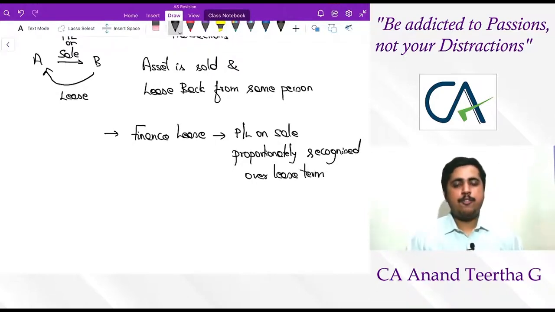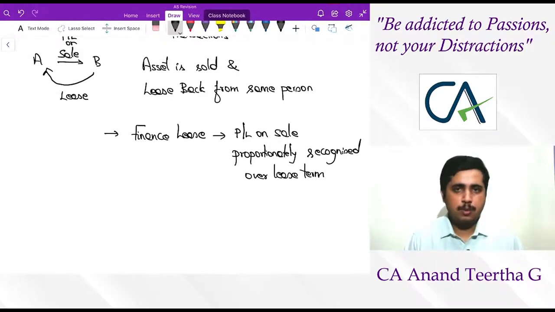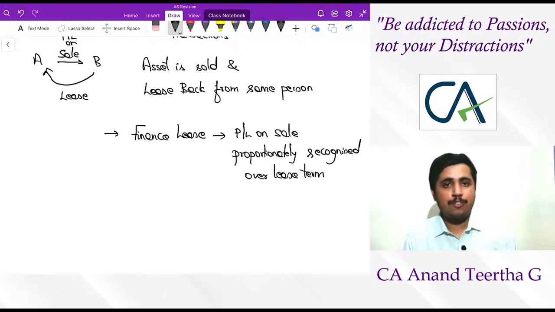So whatever profit or loss on sale is made by the seller, that will be recognized in his books over the term of the lease. Whatever profits are earned are divided by the term of the lease, and accordingly he is supposed to calculate them. Okay, this is if it leads to a finance lease.